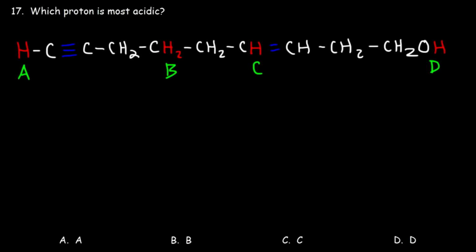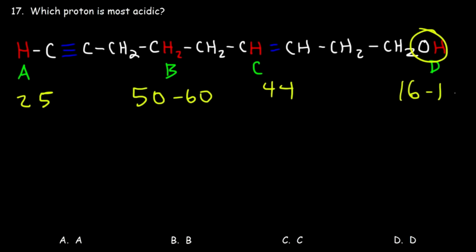Well, let's find the pKa values. And whichever hydrogen has the lowest pKa value, that's going to be the one that's most acidic. So what is the pKa of a hydrogen that's attached to, let's say, an alkyne? The pKa is about 25. For a hydrogen that is basically part of an alkane carbon, the pKa is very high. It's about 50 to 60. A hydrogen that's attached to an alkene, the pKa is around 44, if I remember correctly. It's somewhere in the 40s. And for an alcohol, the pKa is about 16 to 18.